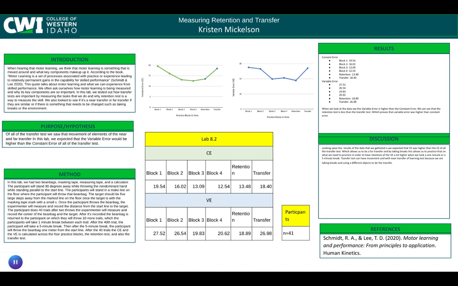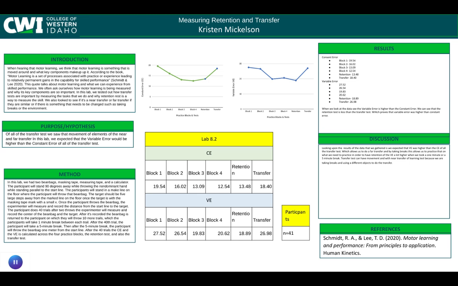before they go to a retention test. They took a 5 minute break, and then after the retention test, the experimenter calculates the constant error and the variable error, and puts it in the class data. In the middle you can see the graphs and the table of the results that we came up with.